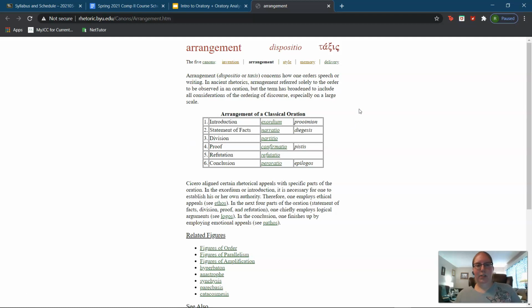arrangement concerns how one orders speech or writing. In ancient rhetorics, arrangement referred solely to the order to be observed in an oration. And an oration is just something like a political speech. We are exposed to political speeches and persuasive speeches all the time, whether that be political or even in advertising. We are constantly exposed to these things.